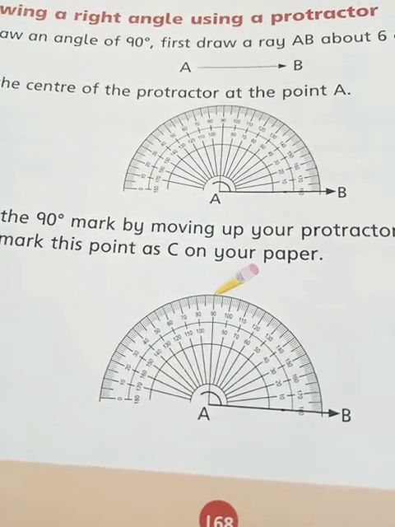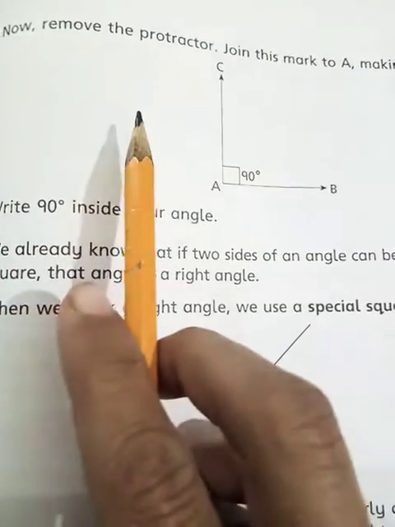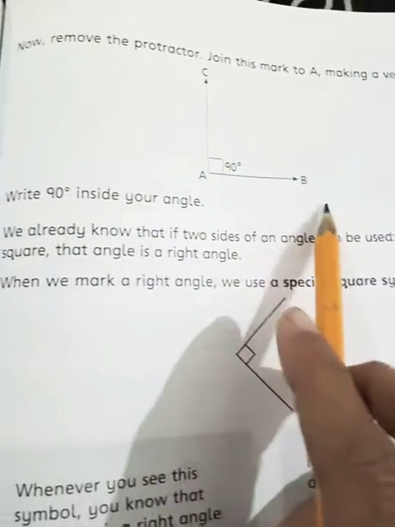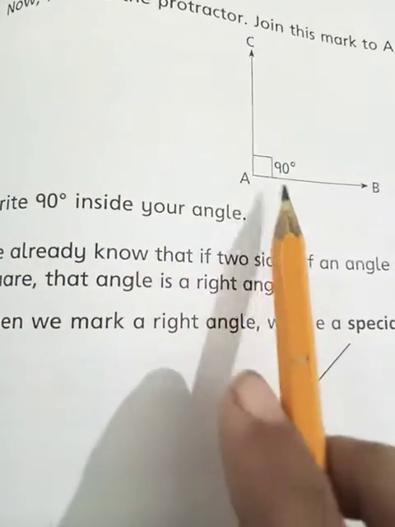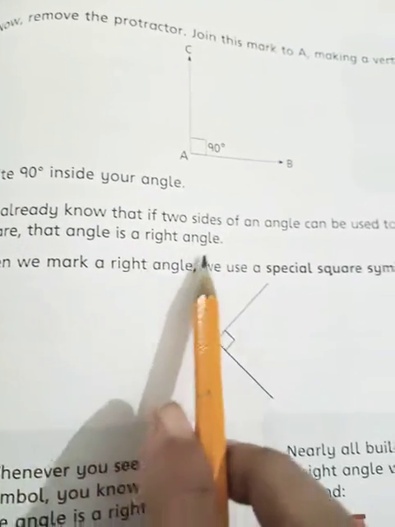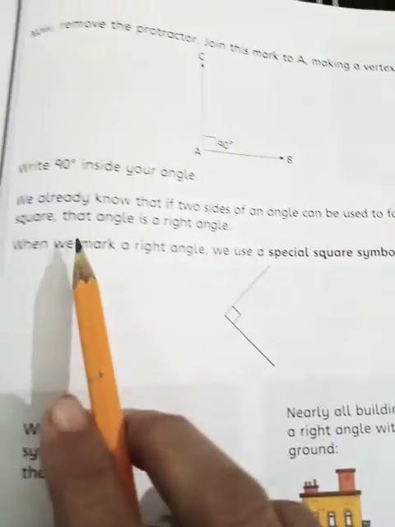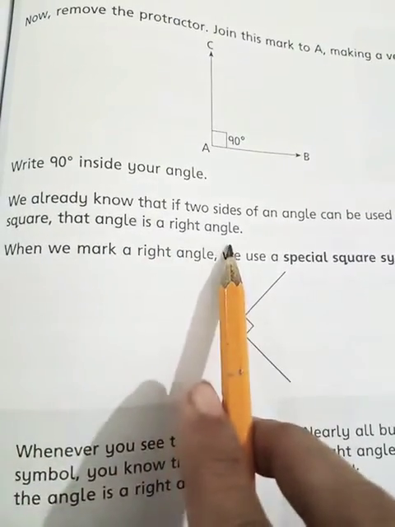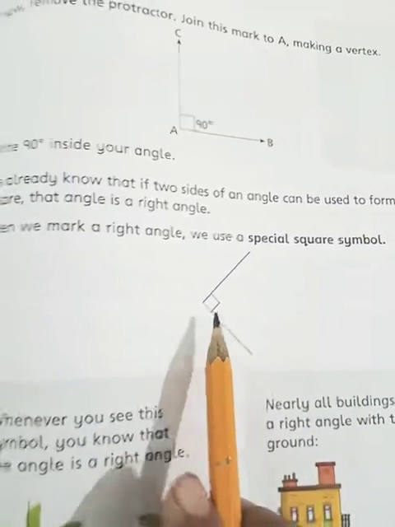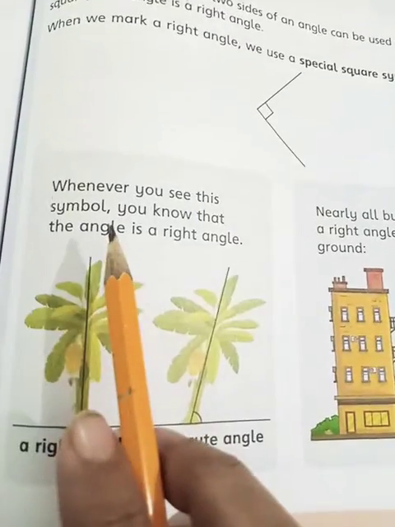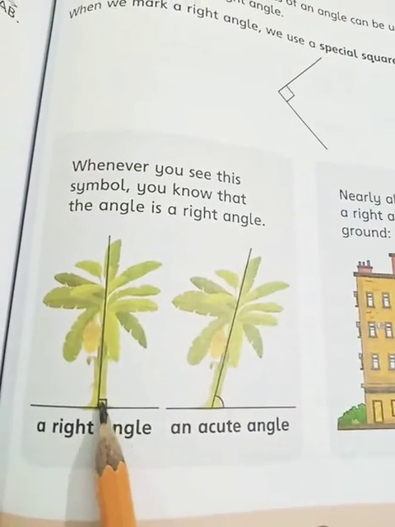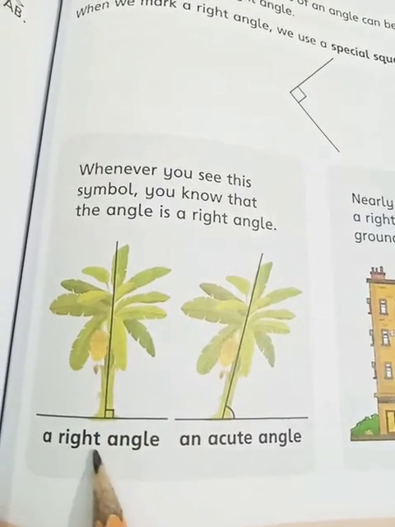Now move to the next page. Now remove the protractor and join this mark to A, making a vertex, like this. Write 90 degrees inside your angle. We will make a small square, and this is 90 degrees. We already know that if two sides of an angle can be used to form a square, then the angle is a right angle. When we mark a right angle, we use a special square symbol. See, a special square symbol. Now, whenever you see this symbol, you know that the angle is a right angle. Here you see this is a small square, so it means this is a right angle.